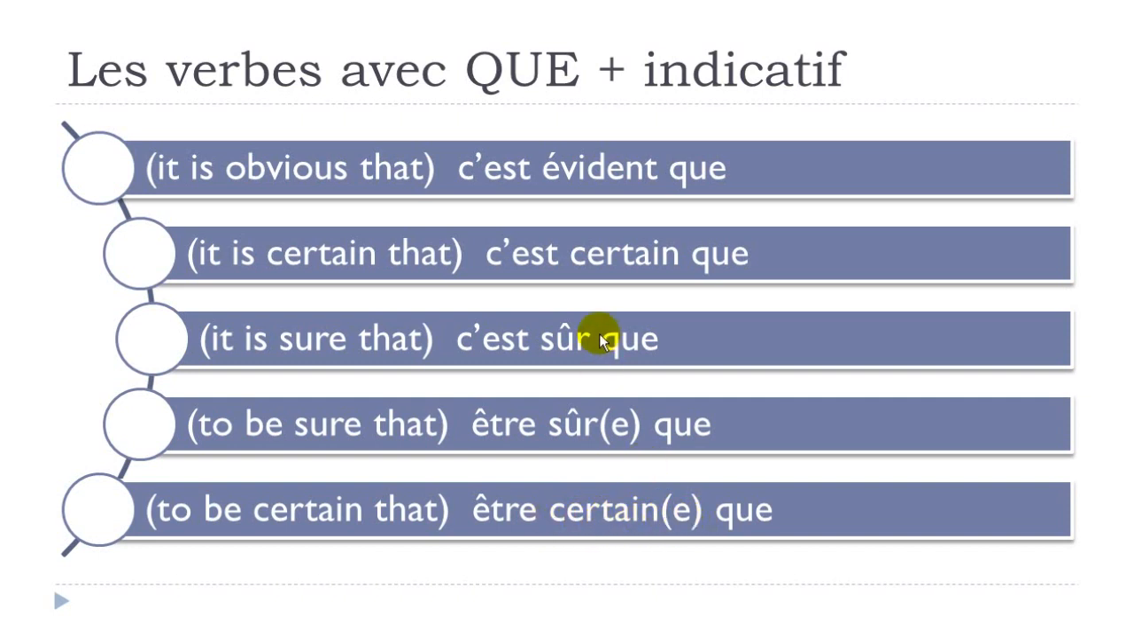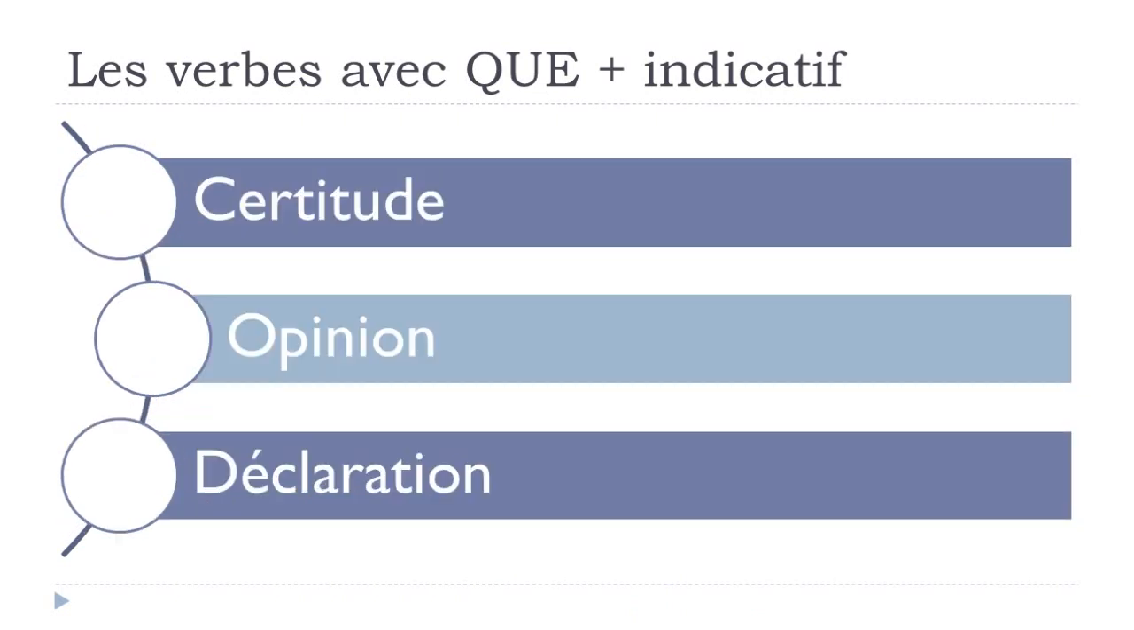All right, so let's see them one more time. C'est évident que, c'est certain que, c'est sûr que, être sûr que, which is the masculine form, and the feminine form is the same, être sûr que, okay, but in that case it will be different. Être certain que, this is the masculine form, and the feminine form, être certaine que. Okay, and remember, all these expressions will be followed by l'indicatif. Okay, so we'll see now l'opinion.